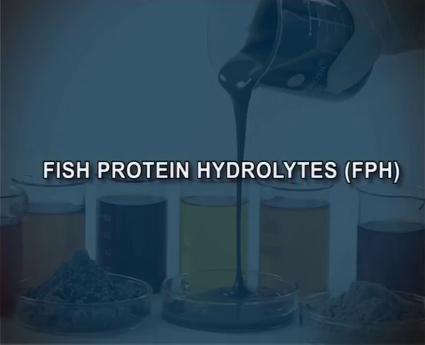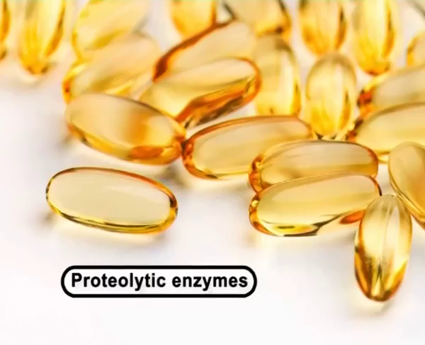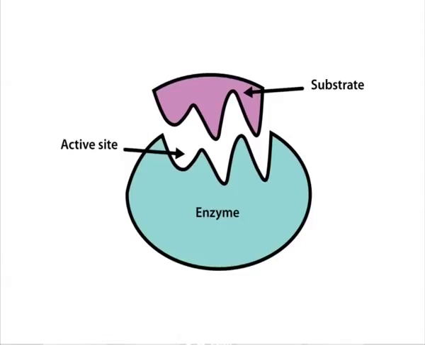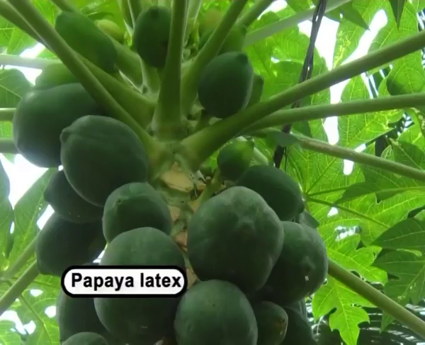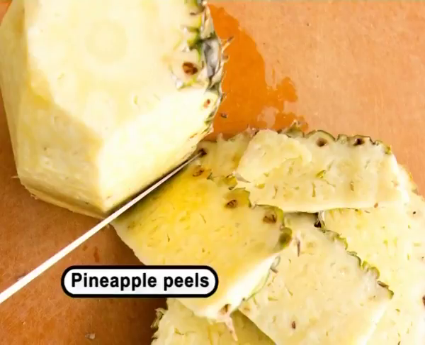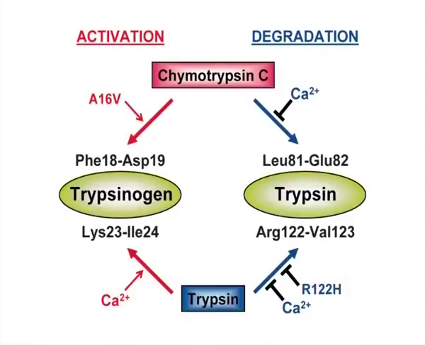5. Fish protein hydrolysates, or FPH. When proteins are hydrolyzed, the end products are the amino acids. The intermediate products are metaprotein, peptones, and polypeptides. The FPH are produced using powerful proteolytic enzymes. The enzymes are derived from plants, animals, and microorganisms. The commonly used plant-based enzymes are papain from papaya latex, ficin from figs, and bromelain from pineapple peels. The enzymes from animal source are trypsin and chymotrypsin. Certain microbial enzymes such as pronase and alkalase also produce good hydrolysates.